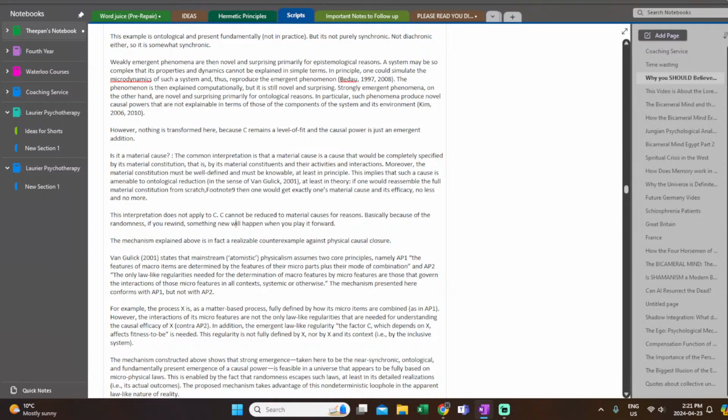Basically because of the randomness. If you rewind, something new will happen when you play it forward. Yeah, exactly. The pairing of the randomness is what gives this system a strongly emergent property. The mechanism explained above is in fact a realizable counterexample against physical causal closure.